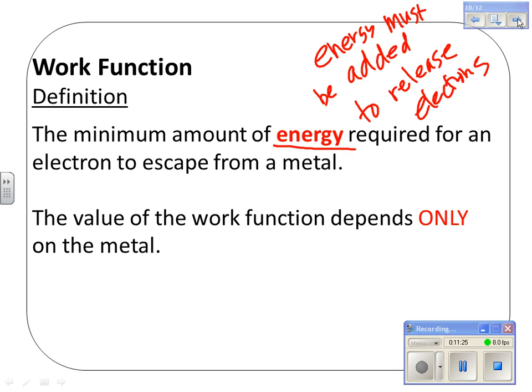Now the value of the work function depends only on the metal. That's really important. Like I mentioned before, there's a certain emission spectra, a certain absorption spectra that's dependent just on the metal, but it's also dependent in the work function here. The amount of energy required is dependent upon the metal. We'll elaborate more on that in class, but the only way it's going to change is if the type of metal changes. The type of metal is what affects how much energy is required.